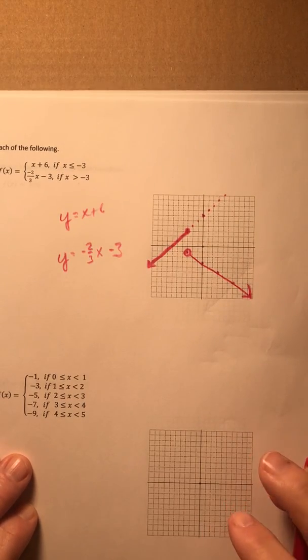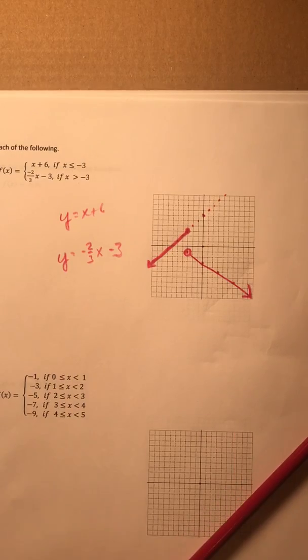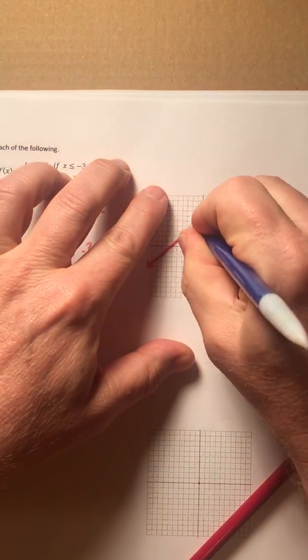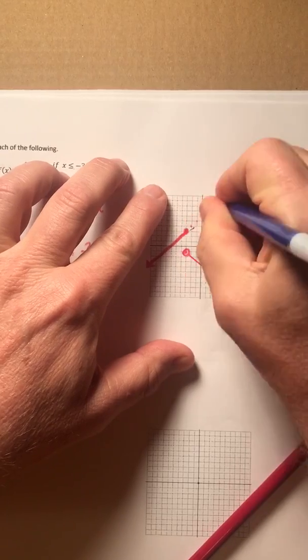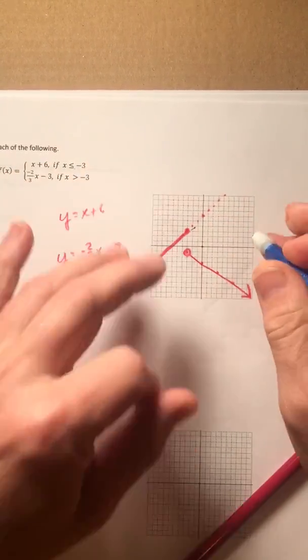All right, those dotted lines shouldn't be in there, so these aren't here, and then this should be an open circle.